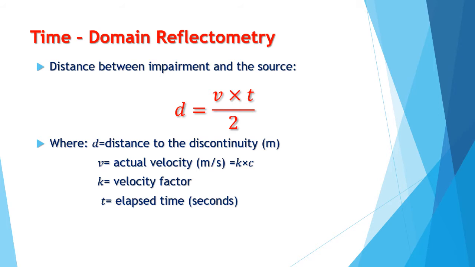So all we need to do is to measure the elapsed time using the oscilloscope, and we will apply this formula. The distance between the impairment and the source would be D = V times T divided by 2, wherein D is the distance to the discontinuity as measured from the source. V is the actual velocity in meters per second. K is the velocity factor. We'll use this to compute for the velocity of the signal in the transmission line. Ideally, it is equivalent to the speed of light, but of course, the speed will be lower in real life scenarios. And then lastly, T is the elapsed time in seconds.